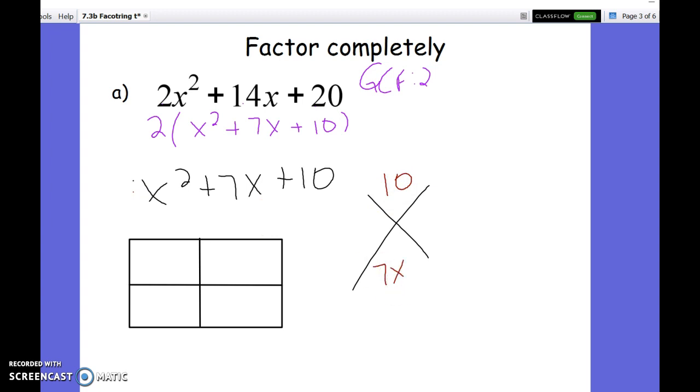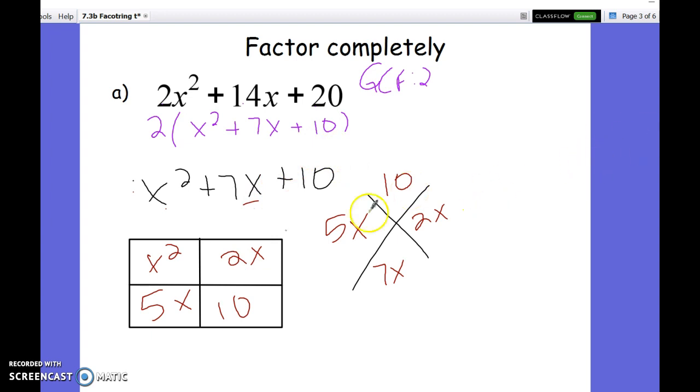Well, for 10, we could have 1 and 10 or 5 and 2. Well, if we have 5 times 2, that's 10. 5 plus 2 is 7. So those are our numbers. So our x squared is going to go in that top left hand, the constant in the bottom right hand, and then 5x and 2x combined to be that 7x.